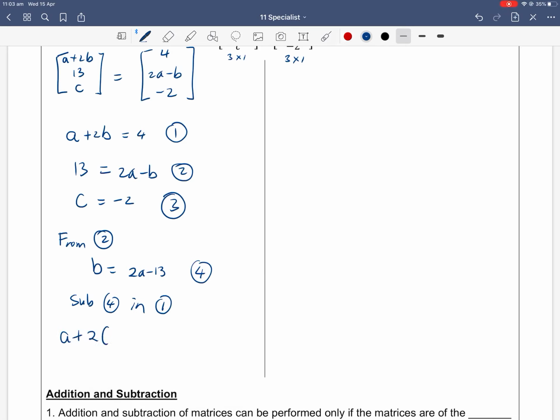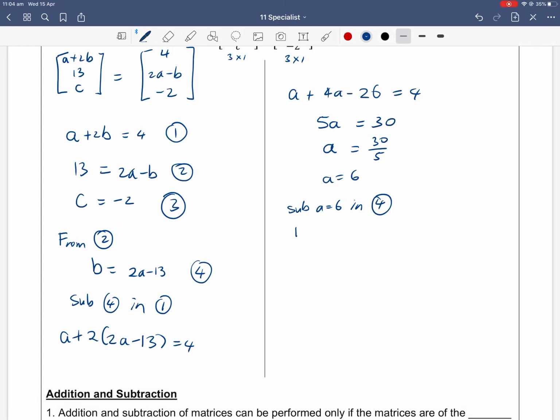So A plus, wherever B occurs, I'm going to put that 2A minus 13 in. I'm going to expand the bracket. So that's 4A, 2 lots of 13, 26, equals 4. So 5A equals 30. So A equals 30 divided by 5. So A is 6. Sub A is 6 into 4, so we can work out what B is. B is 2 times 6 minus 13, which is 12 minus 13, which is negative 1. Therefore, A is 6, B is negative 1, and C is negative 2.